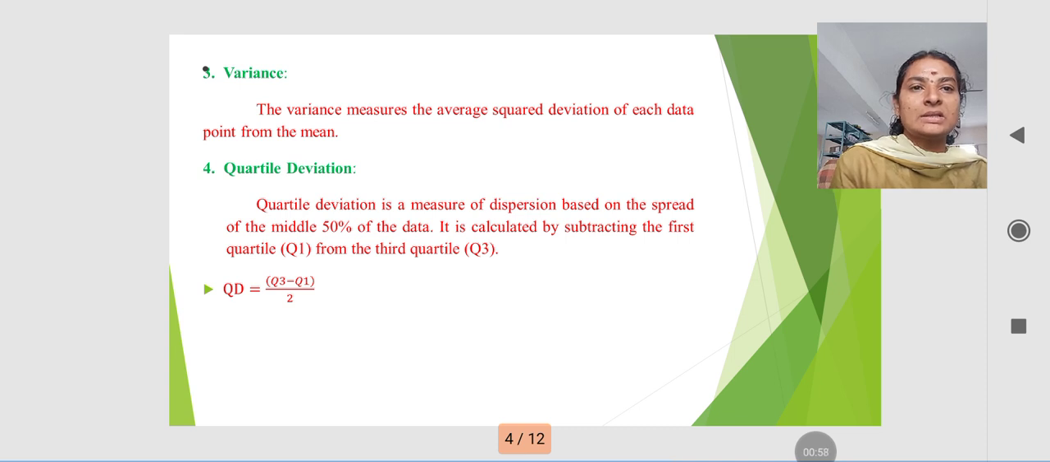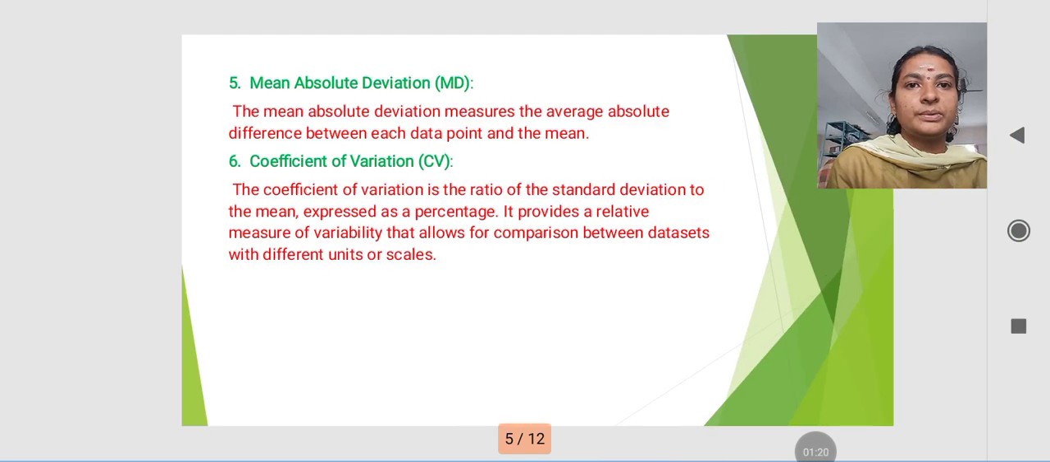Variance. The variance measures the average squared deviation of each data point from the mean. Quartile deviation. Quartile deviation is a measure of dispersion based on the spread of the middle 50% of data. It is calculated by subtracting the first quartile from the third quartile. The formula for quartile deviation is (Q3 minus Q1) divided by 2.